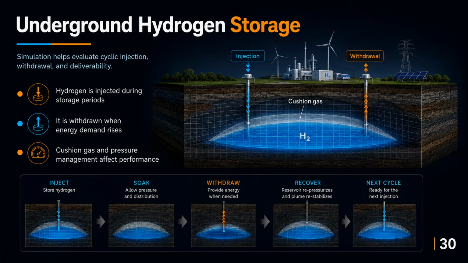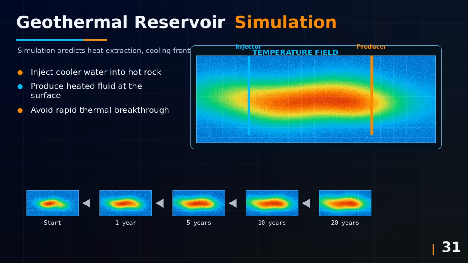Now that we understand underground hydrogen storage, let us move to geothermal reservoir simulation. Geothermal reservoir simulation focuses on heat extraction from the subsurface. Instead of only tracking pressure and saturation, we also track temperature and heat transport. Cold water may be injected into a hot reservoir, heated underground, and produced back to the surface. The simulator predicts how pressure and temperature evolve over time. The slide shows a thermal plume, which is different from a saturation plume.